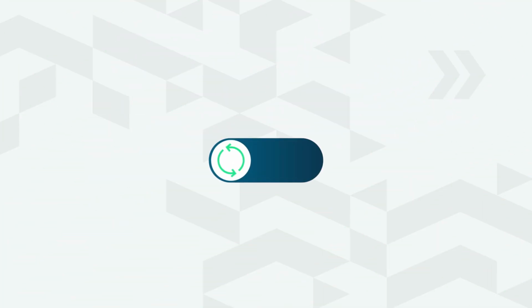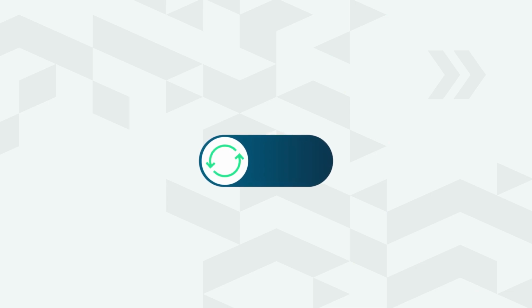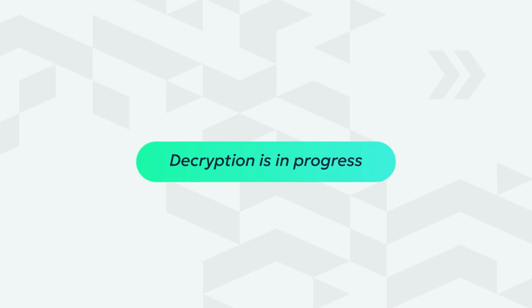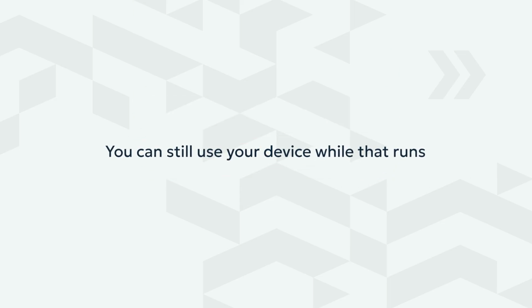To turn encryption off, repeat the steps and toggle it off. You'll get a confirmation prompt and see decryption is in progress. You can still use your device while that runs.